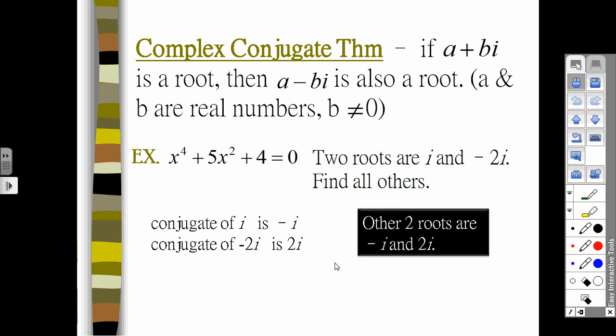Okay, so sometimes it's as simple as that. If you can use these theorems to your advantage, there's a lot less work that you would have to do. And in fact, if you tried to do synthetic division with this, you'll find that you can't do it because all of the roots are imaginary.